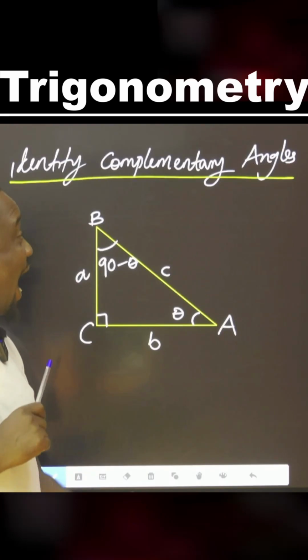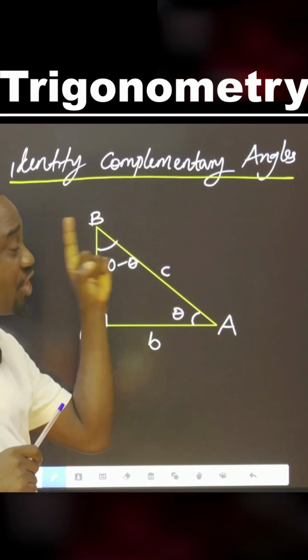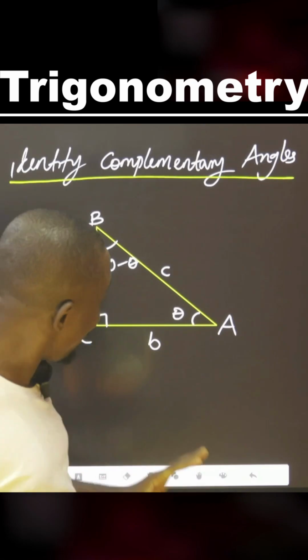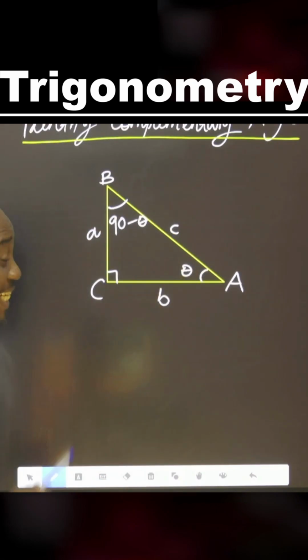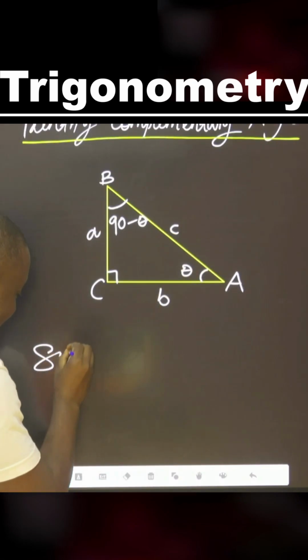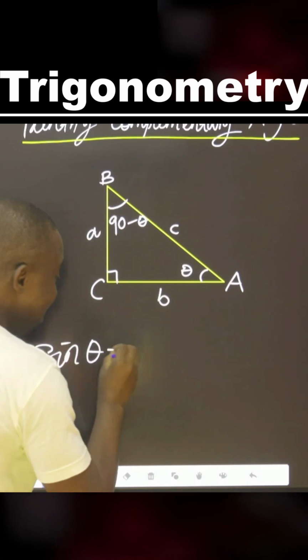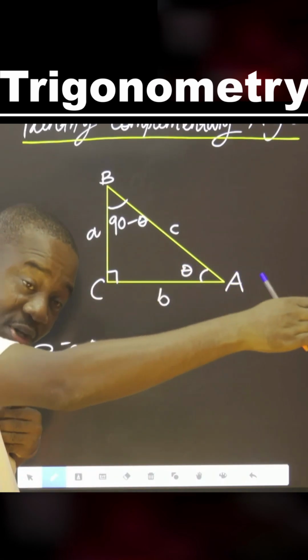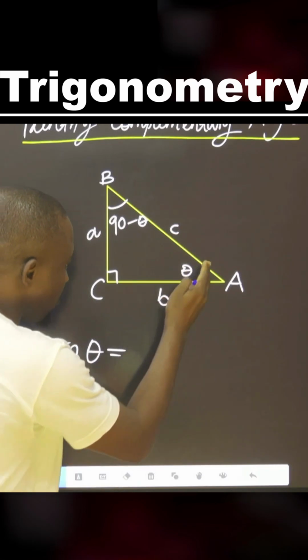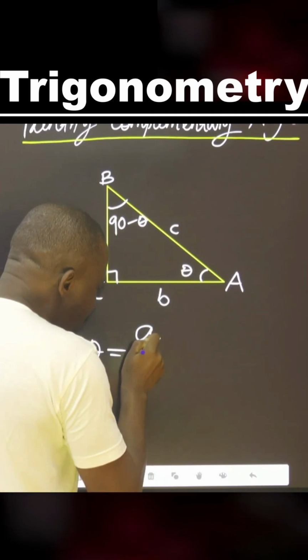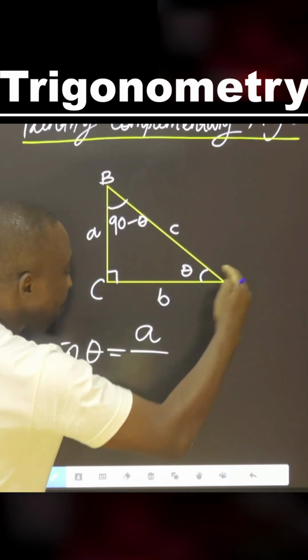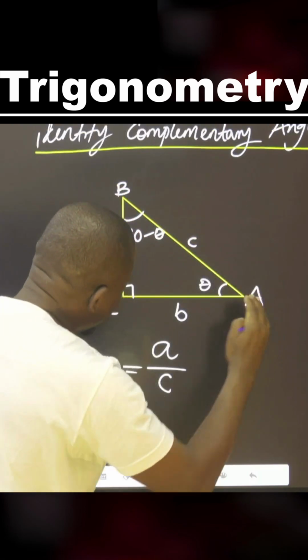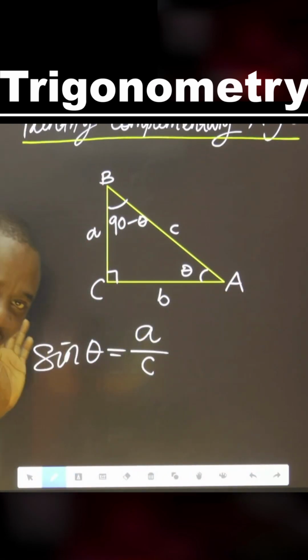Let's look at this. Identity complementary angles. You already know the meaning of sine theta, right? That is, sine theta is equal to opposite. What is facing you? What is facing this angle? Opposite over hypotenuse, the longest line. You know that? No doubt.